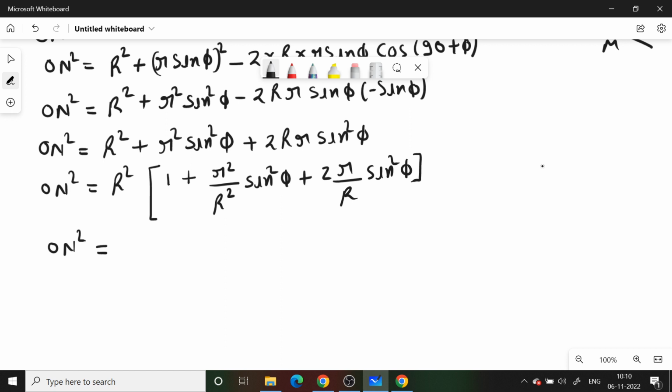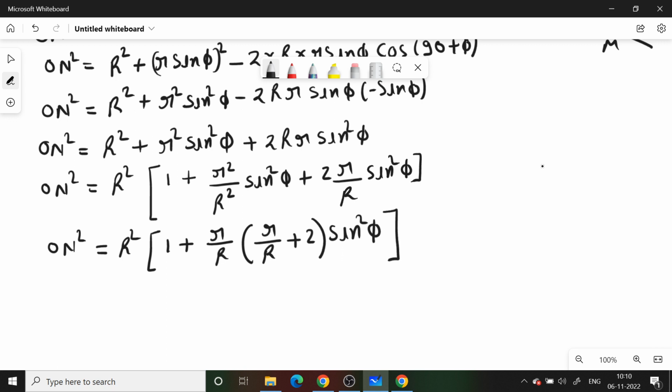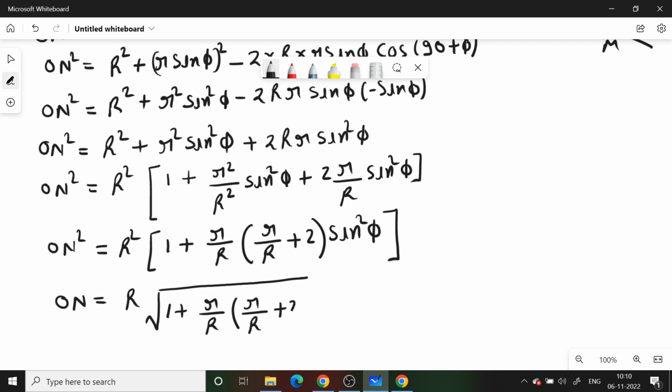ON square will be equal to R square into 1 plus small r upon capital R, small r upon capital R plus 2, sine square phi, or ON will be equal to R under root 1 plus small r upon capital R, small r upon capital R plus 2, sine square phi.